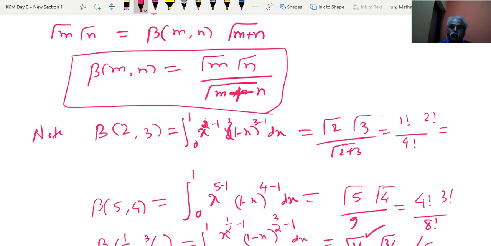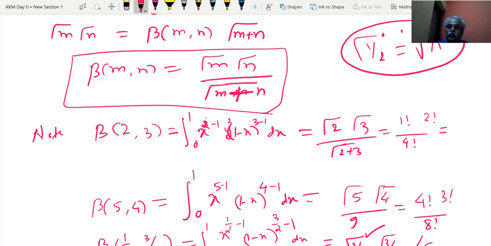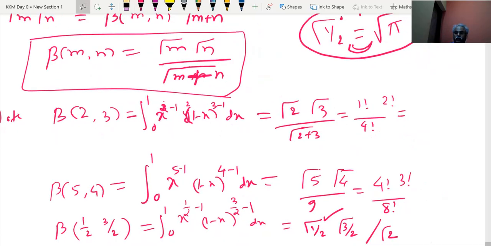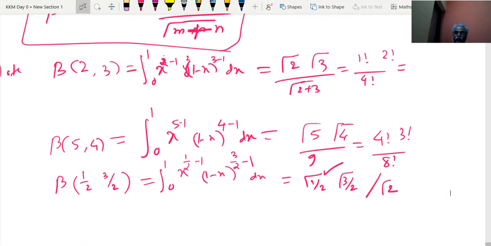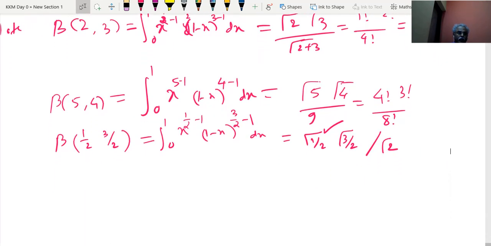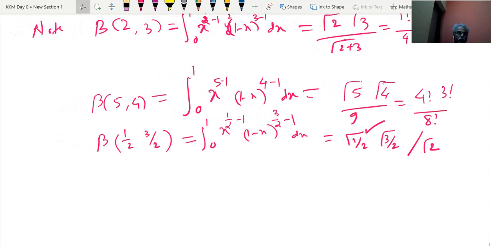What is gamma half? There we prove that there is a very, very beautiful relation. Gamma half is root pi. Next, we shall see this result, please. See this result now. So, next we move to see that after the relation between beta and gamma functions, how to prove that gamma half equals root pi.